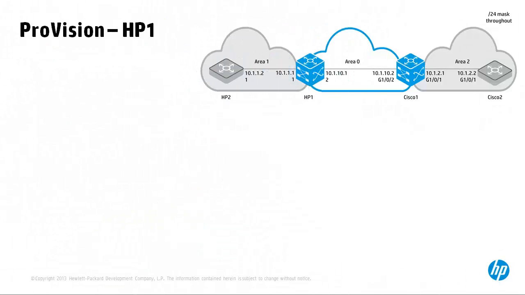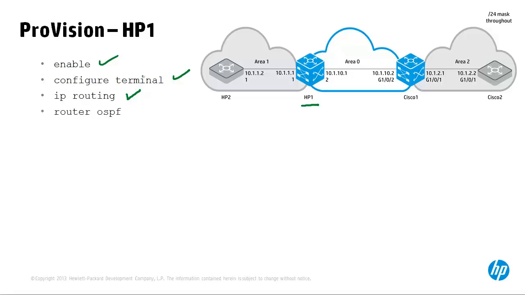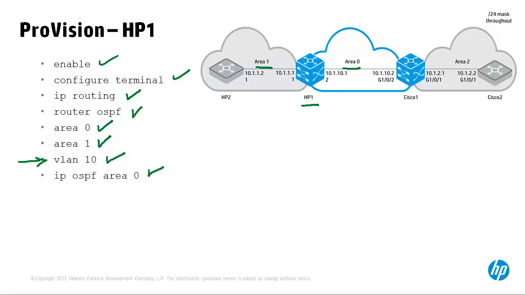To enable OSPF on HP Provision switches, in this example HP1, type enable, conf t, ip routing. IP routing is not enabled by default. Enable OSPF by using the command router ospf. Create your areas. In this case, we need area 0 and area 1 configured on HP1. Provision switches do not support routed ports, so enable OSPF on the VLANs. In this case, ip ospf area 0 enables OSPF area 0 on VLAN 10.